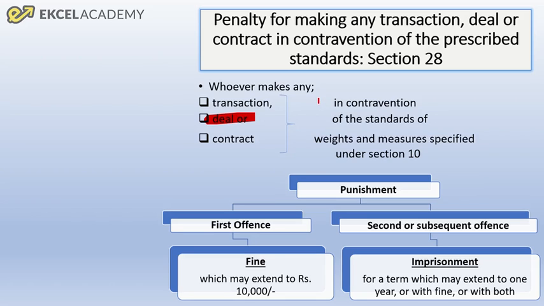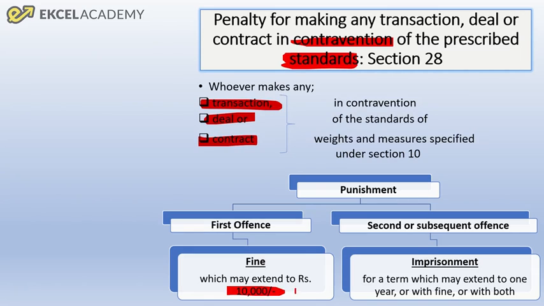Section 28, penalty for making any transaction, deal or contract which is not in contravention with the standards of weights or measures. So whoever it is, it could be any kind of deal, any kind of contract, any kind of transaction. If it is not as per the Act, for first offense it is 10,000, and for second offense it is a period which will extend to 1 year with fine or with both. So both the things are possible for you. You need to be very careful. You can even go to jail.